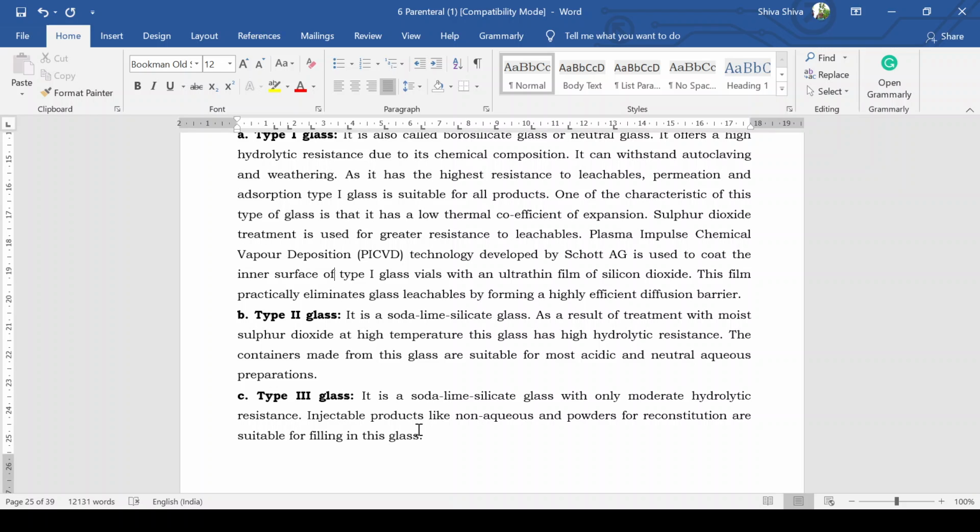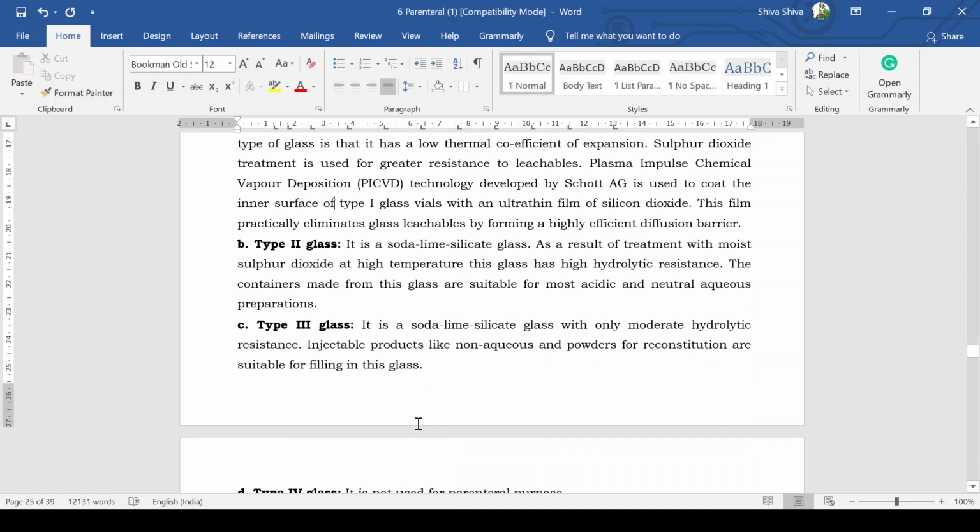So hydrolytic resistance, the word itself is indicative, that is water attacks the surface of the glass. And because water attacks the surface of the glass, the amount of leachables, permeation and adsorption is increased. So in order to form a perfect container for packaging of parenteral product, the glass should have high hydrolytic resistance. That is, glass should not be easily attacked by water. And to prevent this, generally type 1 glass and type 2 glass are coated with silicon dioxide.